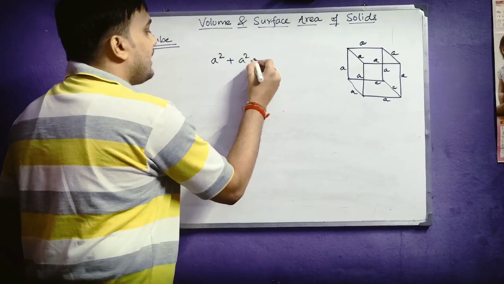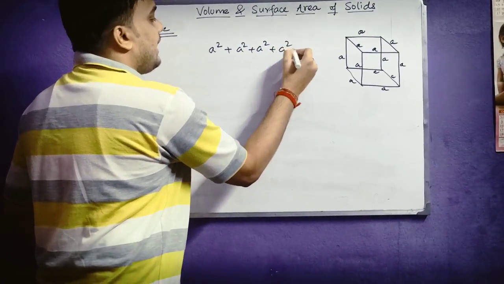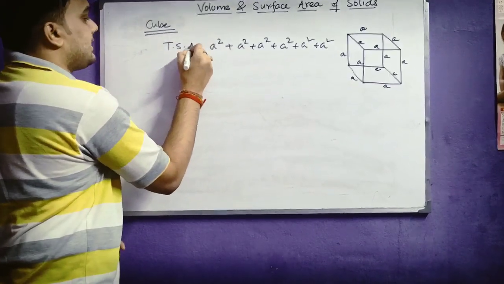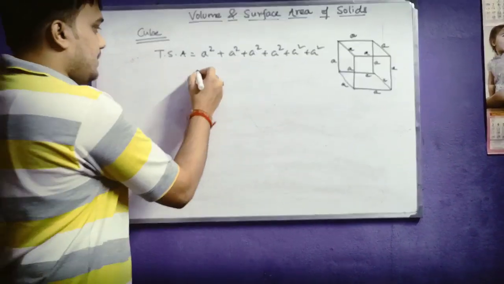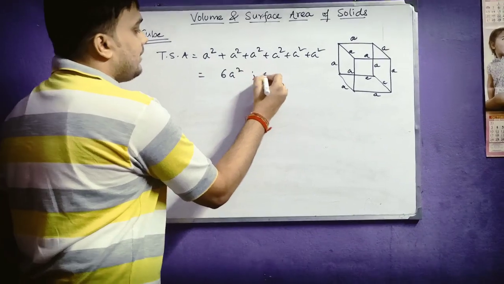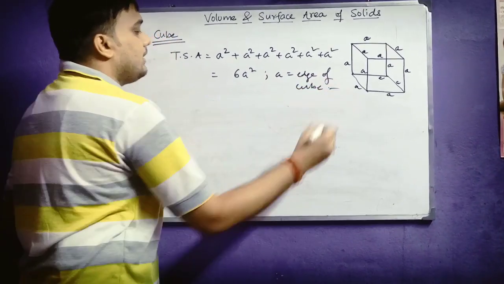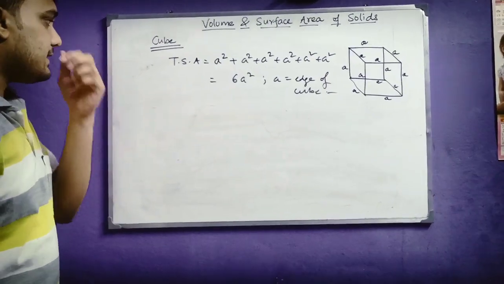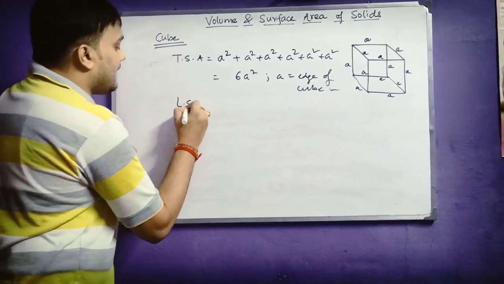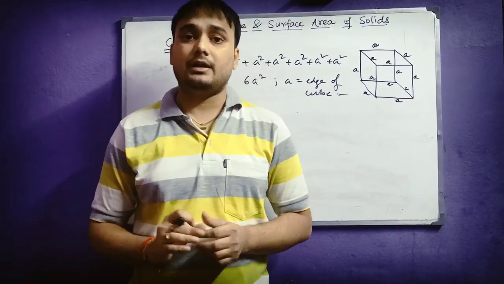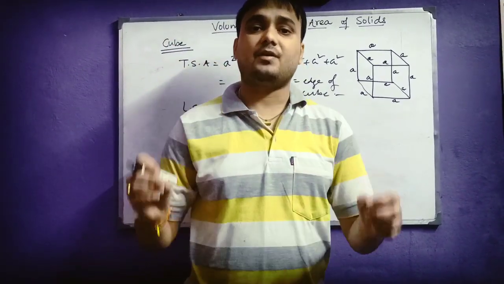So it will be a square. 6 times I will add a square, and this will give me TSA, total surface area, which will be equal to 6a square, where a is the edge of the cube. Okay, this is the TSA. But if I am finding LSA, that means lateral surface area. Just as I said to you now, lateral surface area means the area of the 4 walls.